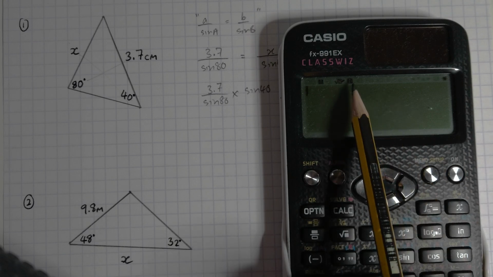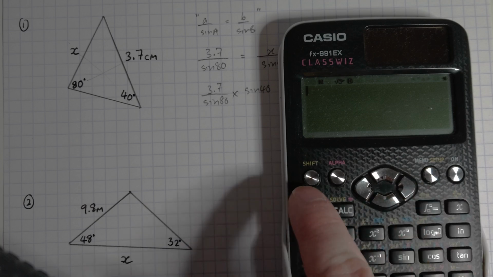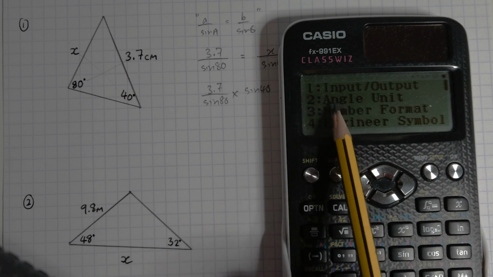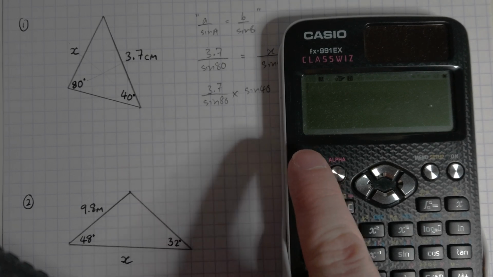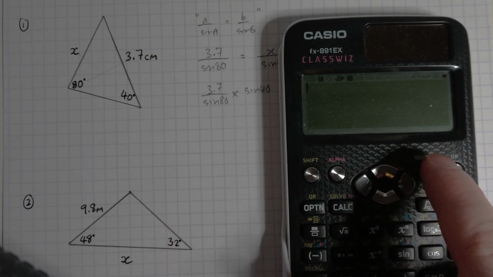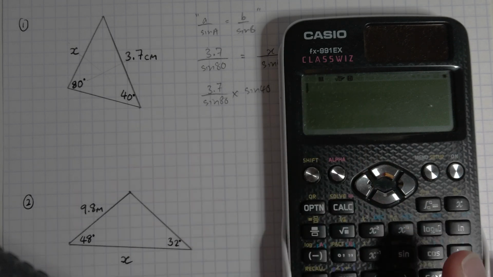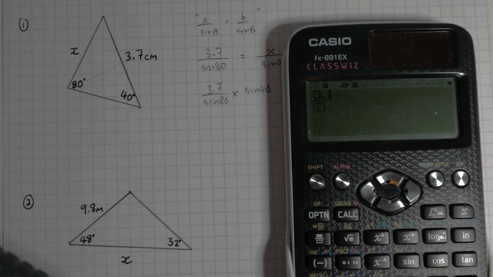One really crucial thing, make sure your calculator is in degrees. If it isn't in degrees, on the ClassWiz you press shift setup, and its angle unit you choose degrees, number 1. On the older calculators it's still shift and then that one there, shift and mode, I think, on the old calculator, and you can choose your angle unit that way. But I am in degrees, which is good, so I'm just going to type in this 3.7 blah blah blah thing. So it's a fraction button, 3.7 all over sine 80.